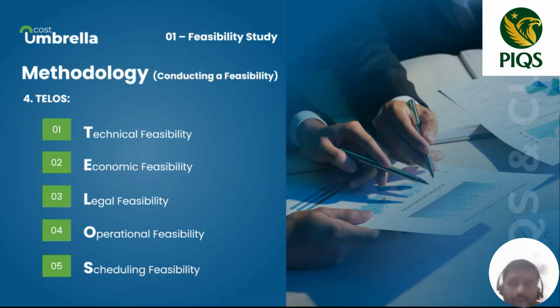TELOS. This is very basic. As I told you earlier, you can go for more detail as well. So the fifth step is, right? Can we go to the next slide?